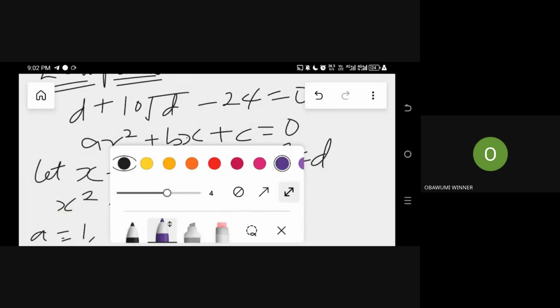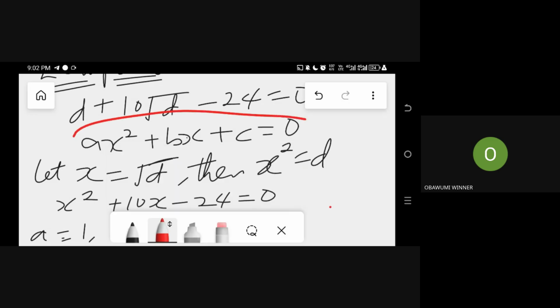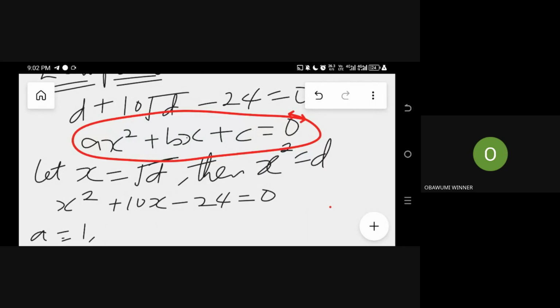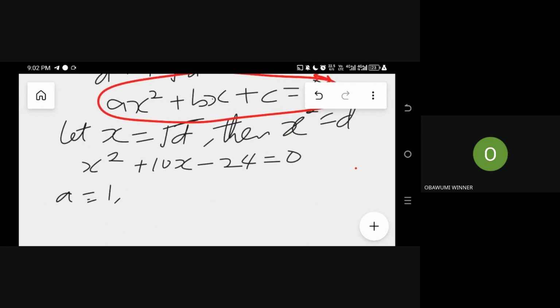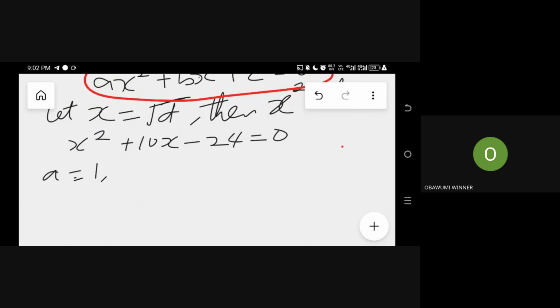Let me circle it out with red. You can look at it here for me. The number behind the one with S square is A. The number behind the one with ordinary S is B. The last one without a letter is C.